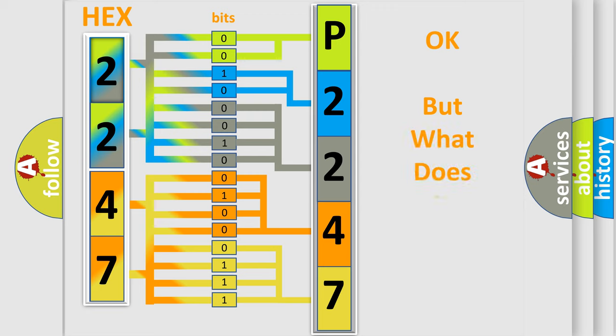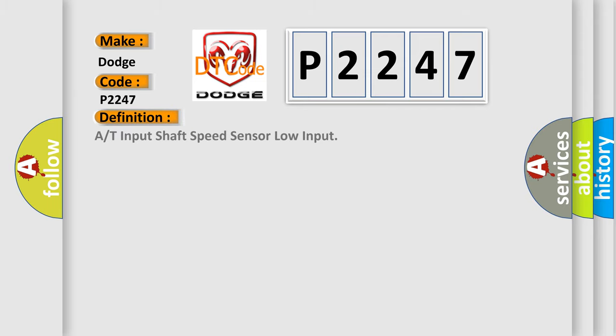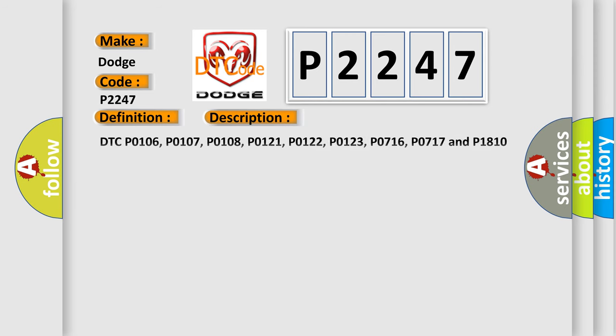The number itself does not make sense to us if we cannot assign information to what it actually expresses. So, what does the diagnostic trouble code P2247 specifically mean for Dodge vehicles? The basic definition is: input shaft speed sensor low input. And now this is a short description of this DTC code.